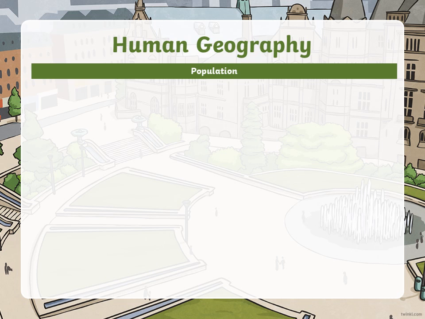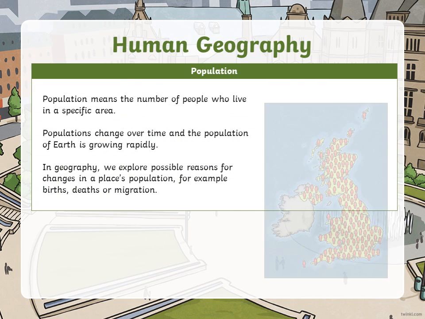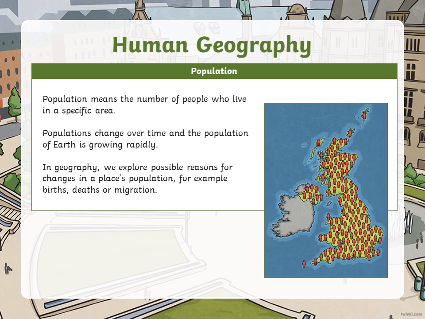And lastly, on your human geography, you will learn all about the population. So population means the number of people who live in a specific area, city or country. It changes over time and the population on Earth is growing rapidly. Have a think, why do you think that is? In geography, we explore possible reasons for changes in places of population, for example, births, deaths or migration.